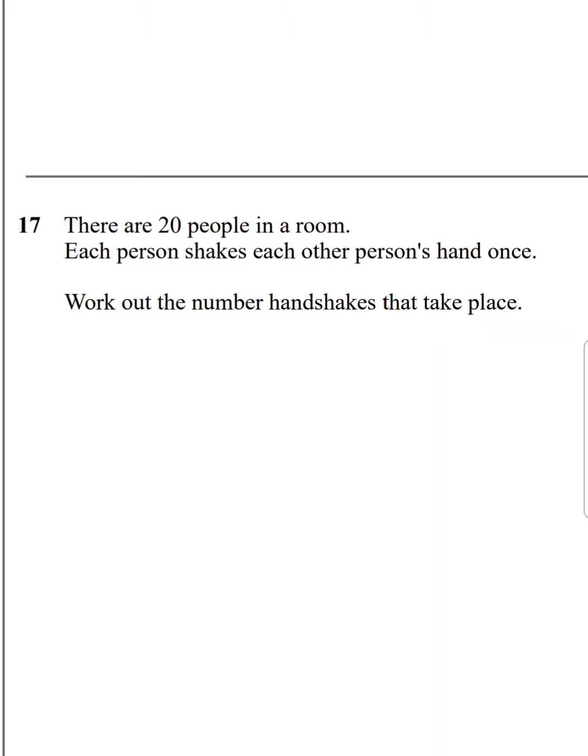And the last one here, there are 20 people in a room. Each person shakes each other person's hand once. Work out the number of handshakes that take place. So there are 20 people, and they are shaking the hands of everyone else in the room. Now, if you're one of those people, that means there are only 19 other people in the room. So it'd be 20 times 19.